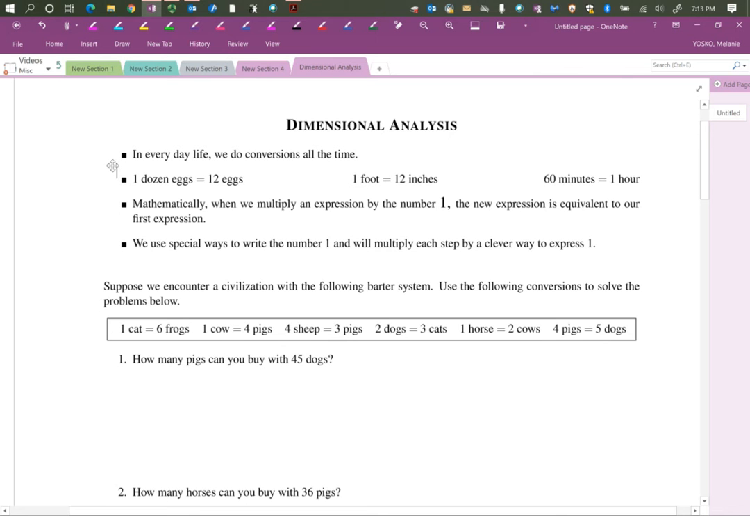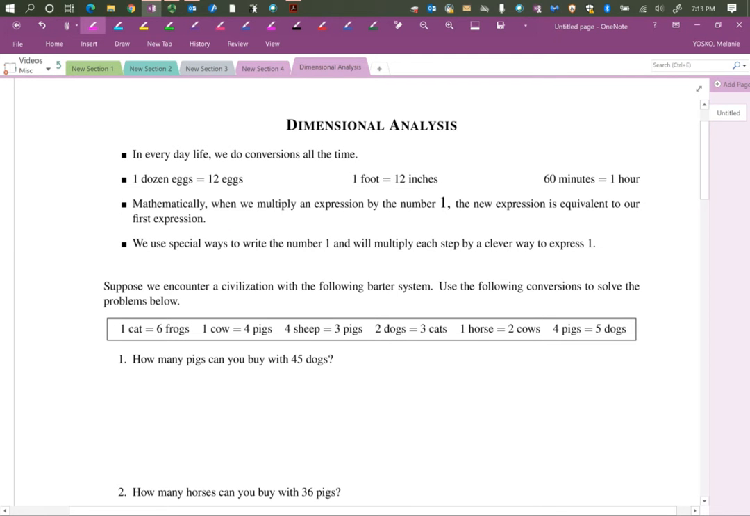So let's do something called dimensional analysis. You will do this in a science class usually, physics or chemistry or biology. You may also hear this as conversions. So we do conversions all the time in everyday life. You would say these are things that are equivalent.